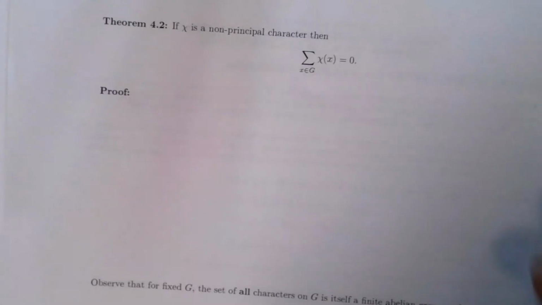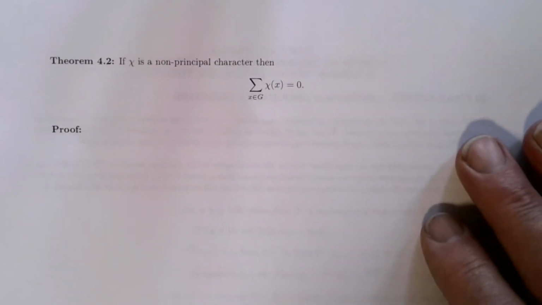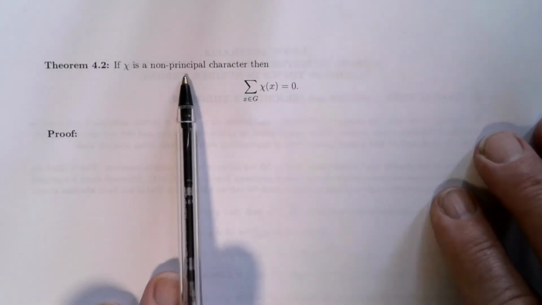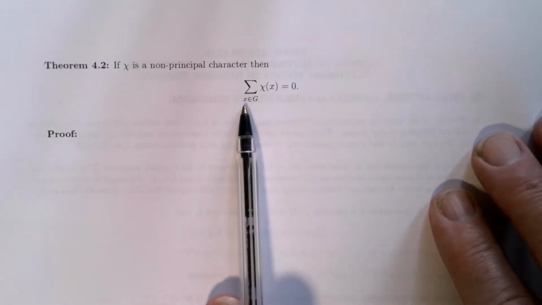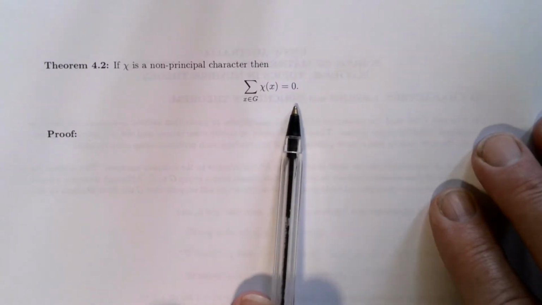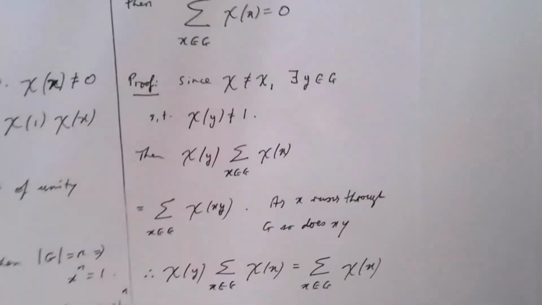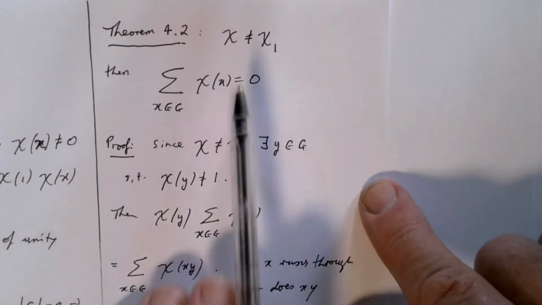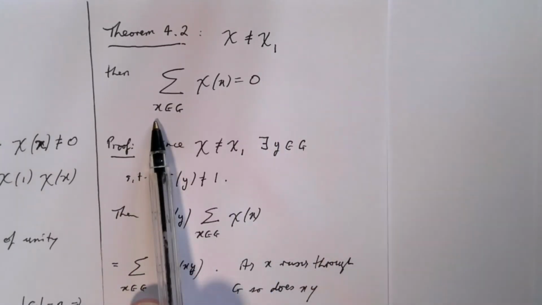So that's a little basic fact about these things. The second very useful fact is about non-principal characters. The principal character is the one that maps everything to 1. If we take a non-principal character chi and sum chi of x over all the elements of the group, then we get 0. The proof of this is not very hard, but gives us some basic ideas and tools that we'll be using elsewhere. So if chi is not the principal character, then the sum of chi of x as x varies through the group is 0.